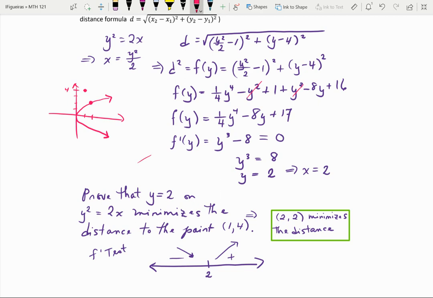If I plug into my first derivative something less than 2, like let's say 1, you get a negative result, and a negative result means that the graph is decreasing before 2. And if I pick something greater than 2, like 3, and plug it into the first derivative, well, you get a positive result. And so again, when you see a change in sign from negative to positive, before and after the critical point, that's considered to be a minimum value. And so therefore, the point (2, 2) minimizes the distance to the point (1, 4).